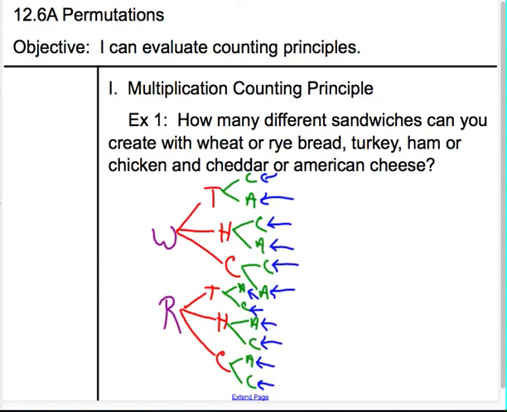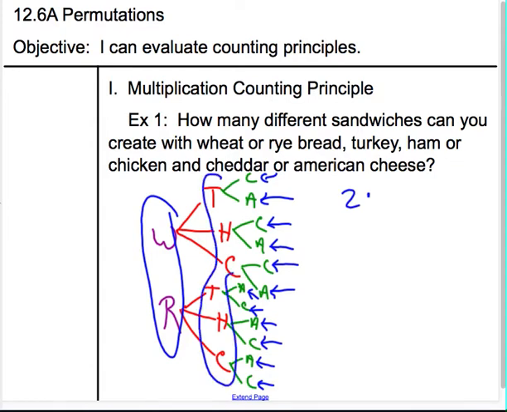And that came from 2 options for bread times, as you can see it expand with our meat options, the 3 different options we had for meat, times the 2 different options that we had for cheese. That gives us 2 times 3 is 6 times 2 is 12. Obviously the more options you have, the more cumbersome the tree diagram gets. Our tree diagram is pretty big with just a couple of different options in each category.